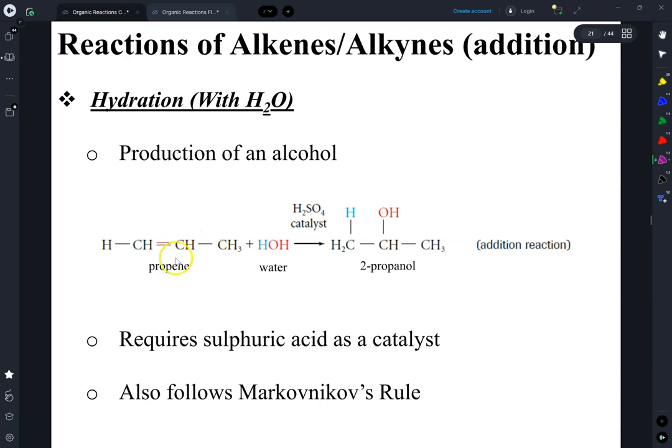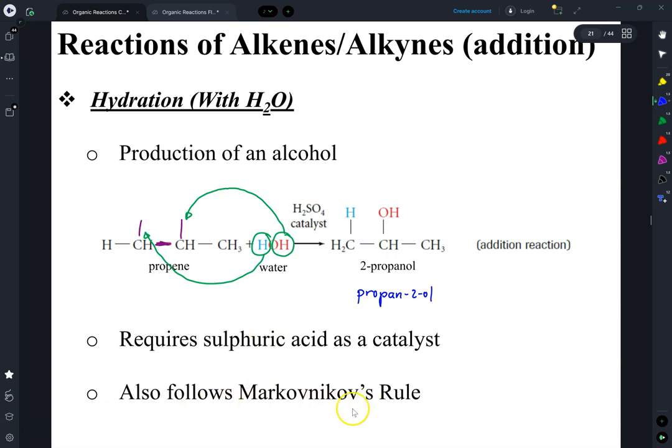I hope you're starting to see the pattern here, but the double bond is going to break, forming a single bond and opening up two new sites. Remember to always think of water as hydrogen hydroxide, so that one of the H's can be added on to this carbon, while the other OH will be added on to this carbon. This reaction is acid catalyzed, so we'll write H2SO4 above the arrow, and now you've created 2-propanol, or propan-2-ol, which is how I prefer to write it.